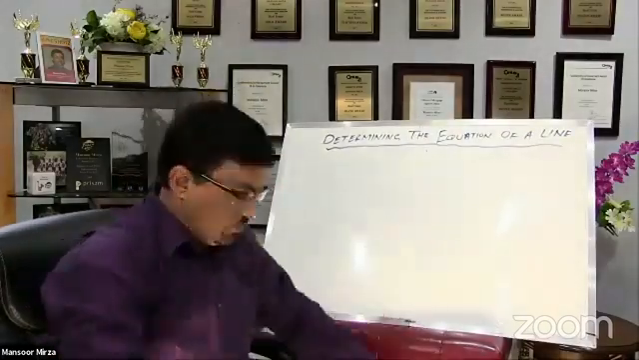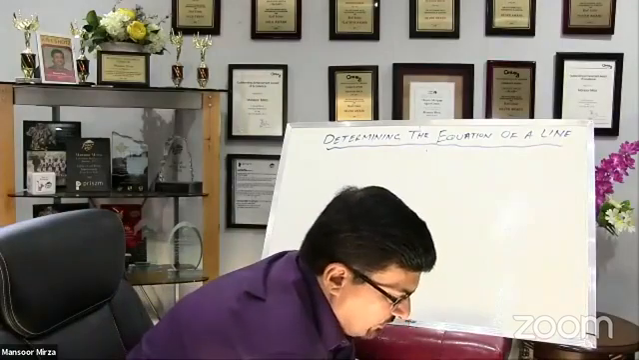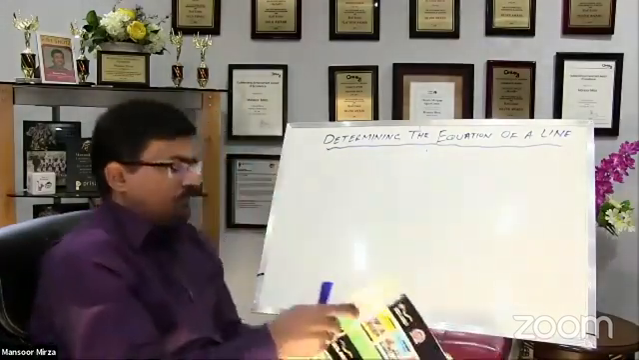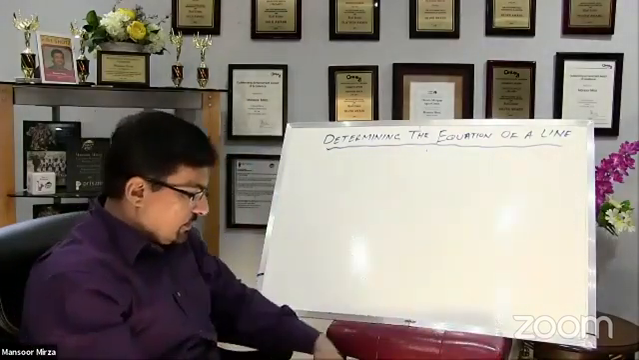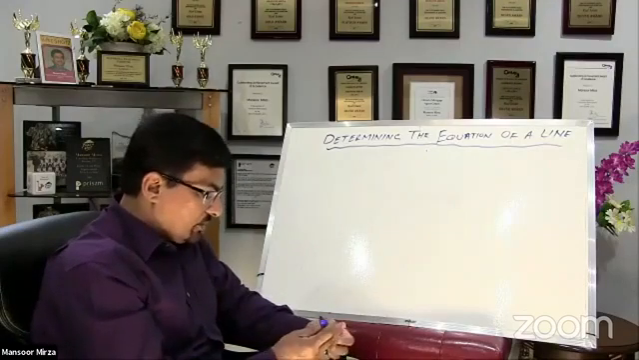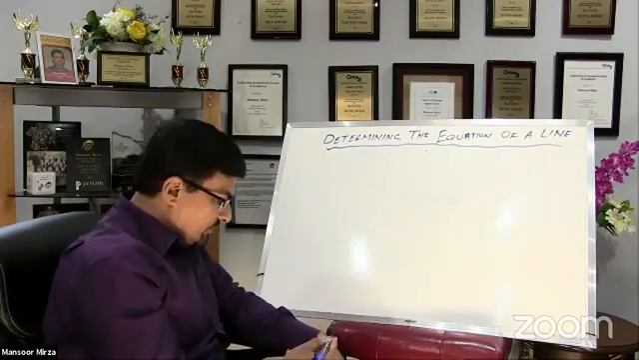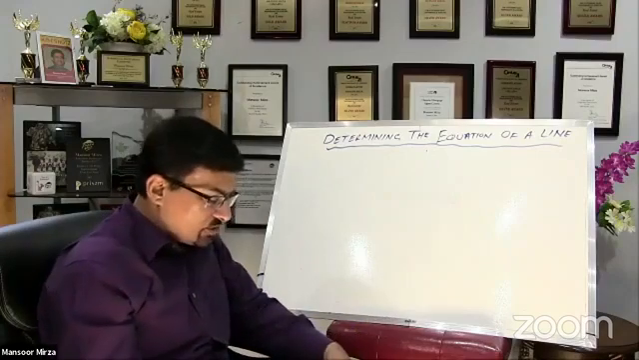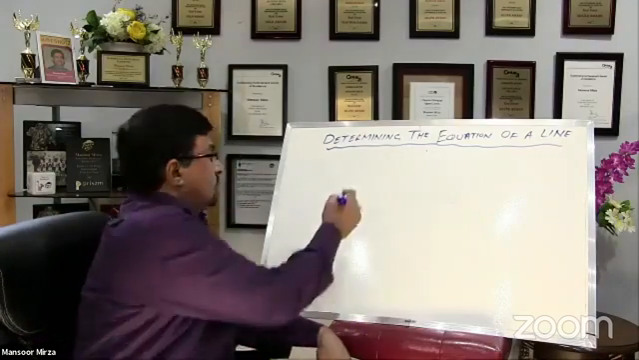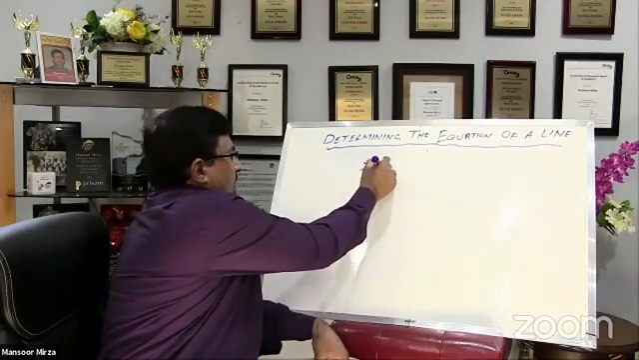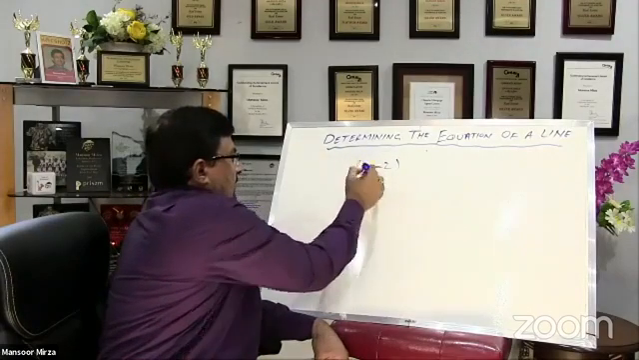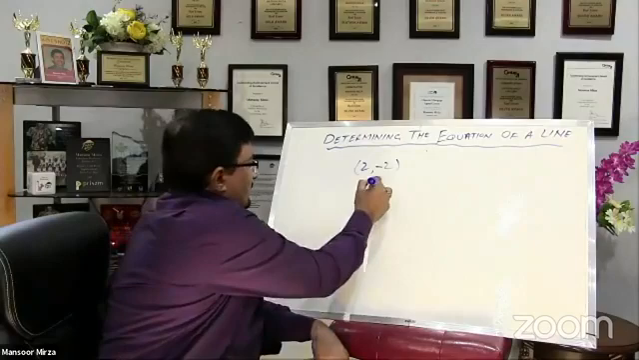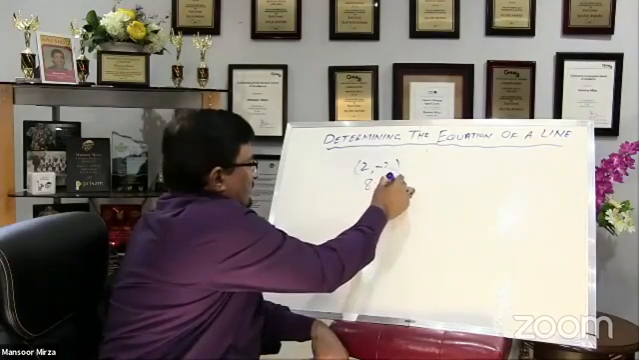So now the scenario is where we are given 2 points and we are going to find the equation. The next part is determining the equation from 2 points. In this case, the question is: what is the equation of the line with the points (2, -2) and the second point (8, 16)?